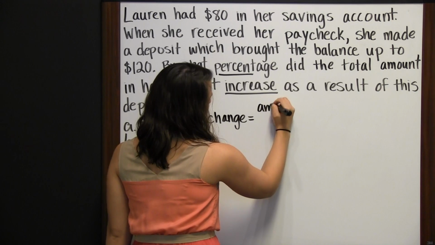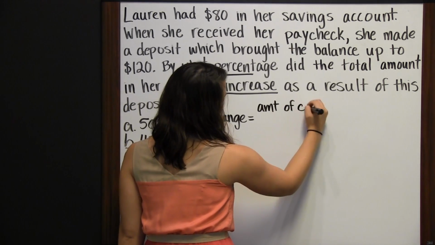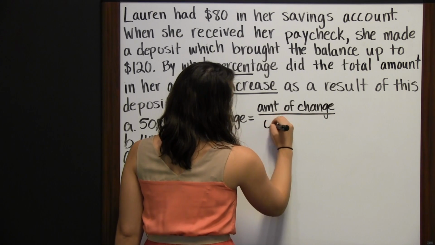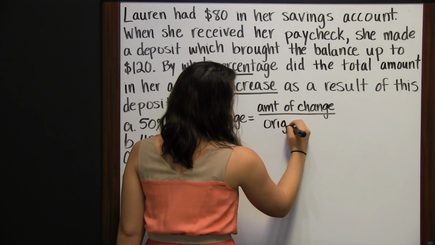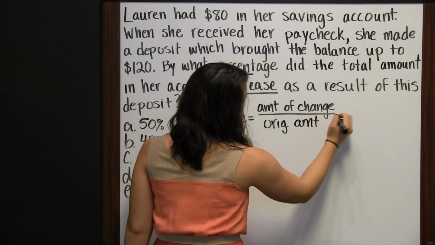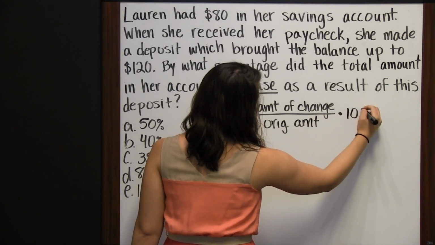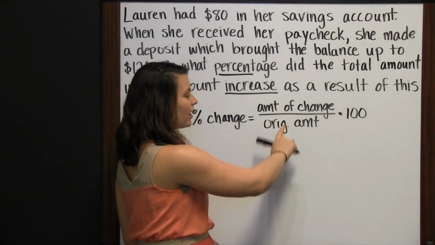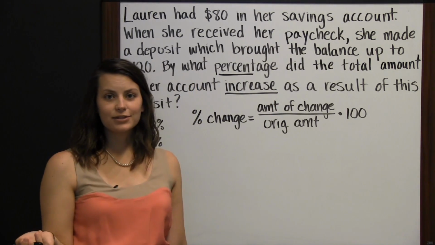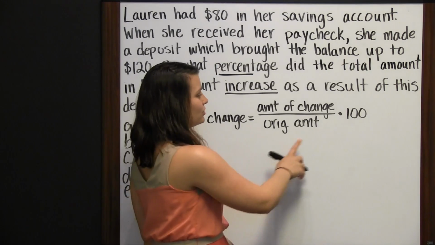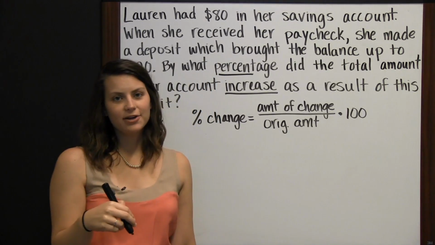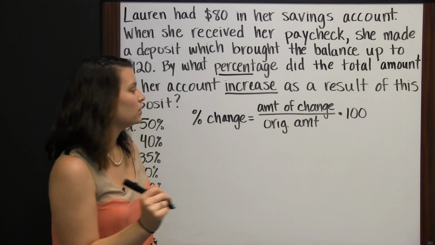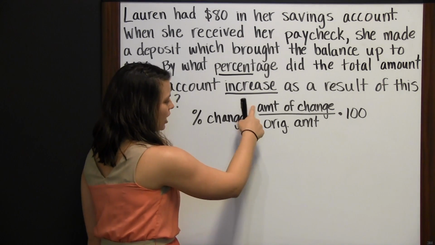is to find the amount of change, divide that by the original amount, and then multiply that amount by 100. And the reason you multiply by 100 is because when you divide, you'll get a decimal answer, and to change a decimal to a percent, you multiply by 100. Or simply move the decimal 2 places to the right. So first we need to find our amount of change.